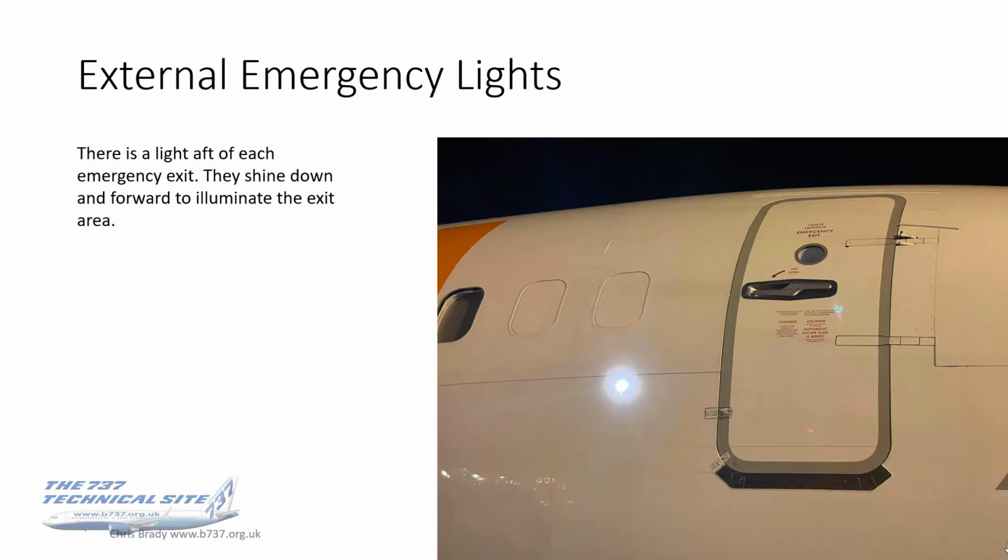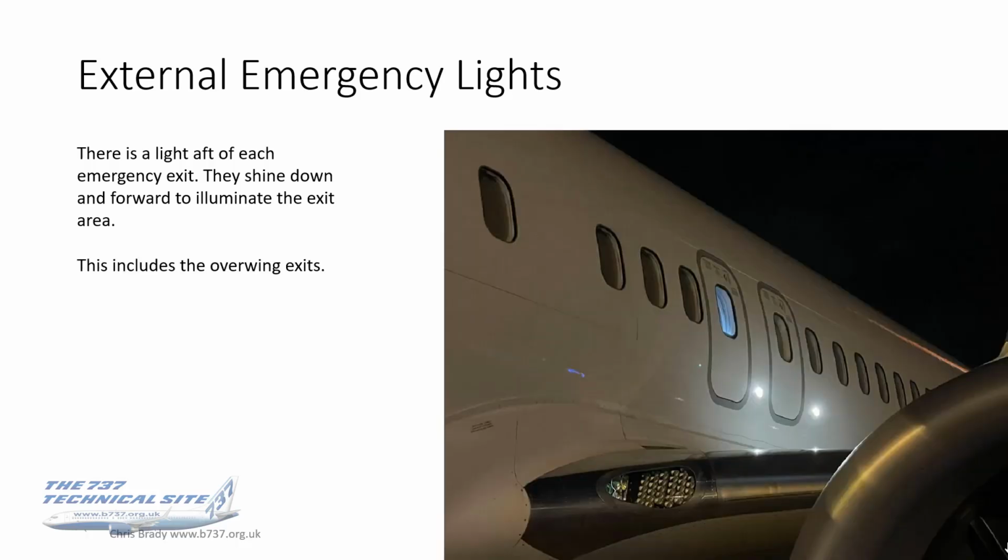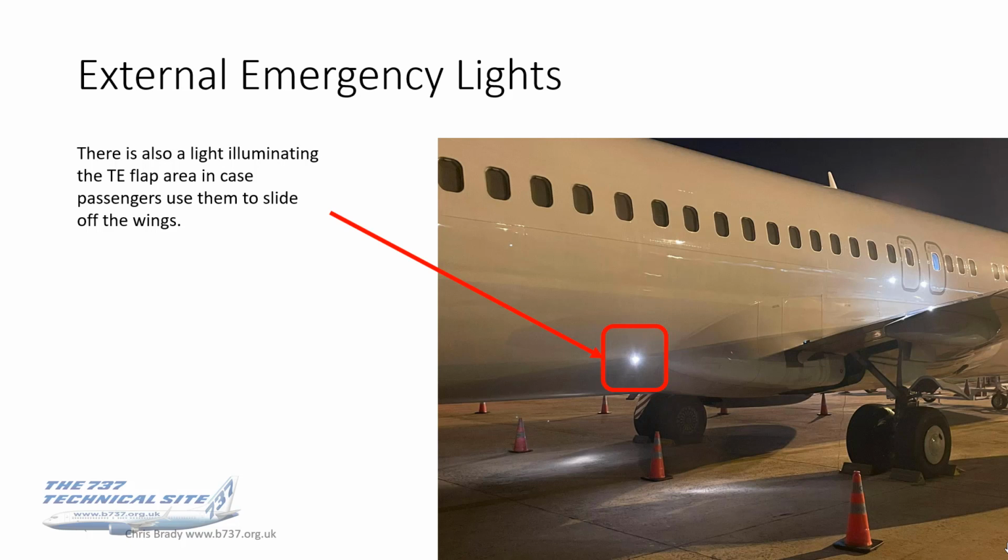Continuing emergency exit lights, but now looking outside the aircraft. You've got a light after each emergency exit. They shine down and forward to illuminate the exit area. So that's one on a door. These are the overwings. Again, they're shining down and forward to illuminate the exit area. And there's also a light illuminating the trailing edge flap area in case passengers use them to slide off the wings as per the safety instructions card. And this, of course, is why we set flaps 40 in the event of a potential evacuation. So there's the light to assist the passengers.